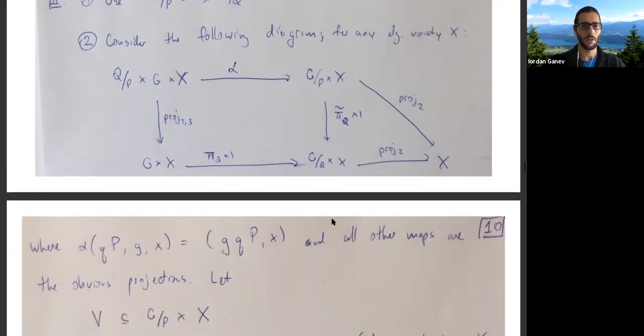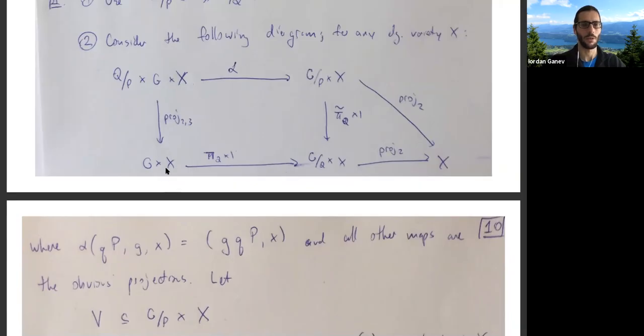All right, remember what we need to show is that this is a closed morphism. So let's start with something closed here. Let's fix a closed subset V of G mod P cross X. What we'll do is pull it back by alpha. Pullback takes closed to closed, so that's something closed in here. Then we'll project it down here.